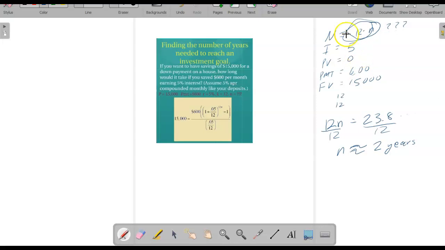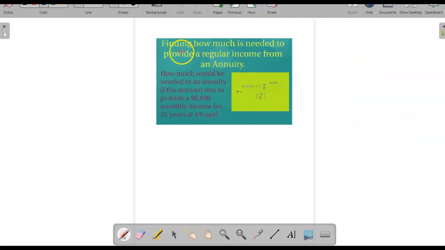Okay, let's go to the next page. Now this is an annuity that we're going to get money from, finding how much is needed to provide a regular income from an annuity. Now if you were to do this using the formula, you have to use a different formula. On annuities where you're getting money out of them, you have this 1 minus. You have to make sure that 1 comes first, 1 minus the formula 1 plus 0.04 over 12 to the negative 12 times 25 power. So notice you get the 1 minus instead of this minus 1 at the end, and that's a negative exponent. So be careful if you're using this formula.